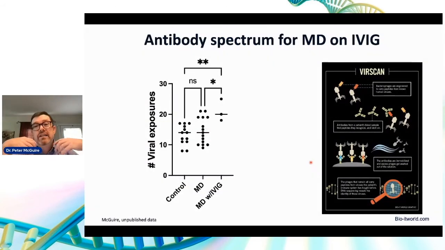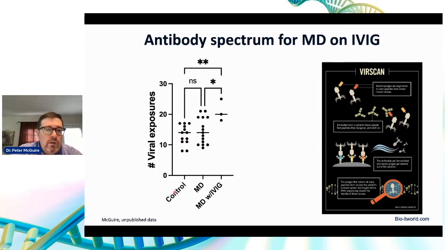What's interesting is that when we looked in our patient population of mitochondrial disease, there were a number of individuals who were on IVIG or subcutaneous immunoglobulin therapy. So we looked by our VirScan platform to see what were the number of different viruses that they potentially could be protected against by looking at those antibodies, by pulling down those antibodies. And this is the figure that I showed you before.